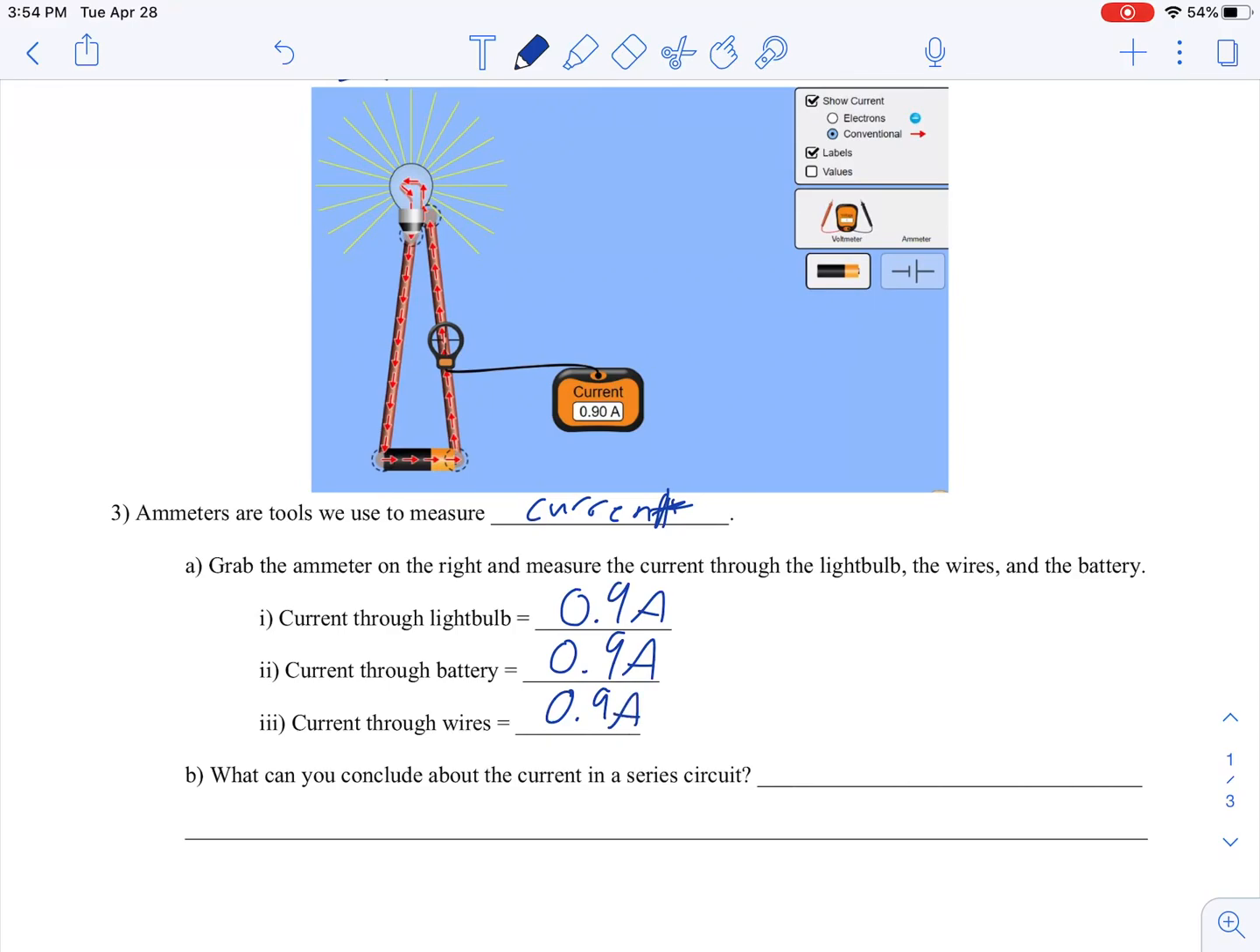So what can you conclude about the current in a series circuit? It's the same everywhere. Again, we'll talk more about series versus parallel circuits, but I figured we'd just throw this in here.